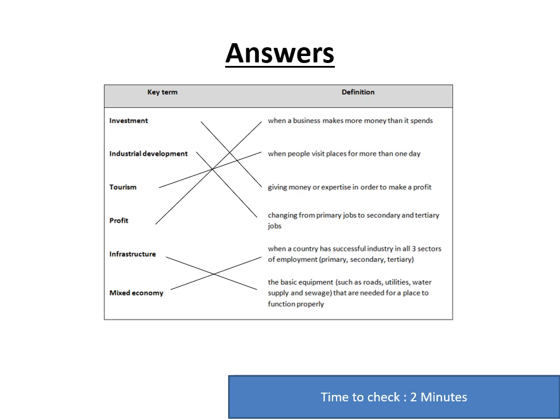Profit is when a business makes more money than it spends. Infrastructure means the basic equipment such as roads, utilities, water supplies, sewage that are needed for a place to function properly. And a mixed economy is when a country has successful industry in all 3 sectors of employment, primary, secondary, and tertiary, meaning that they're not completely reliant, or wholly or mostly reliant, on 1 or 2 of those, but all 3 share a kind of equal amount. So double check those, correct anything you need to, and then we'll move on to start using some of those terms.